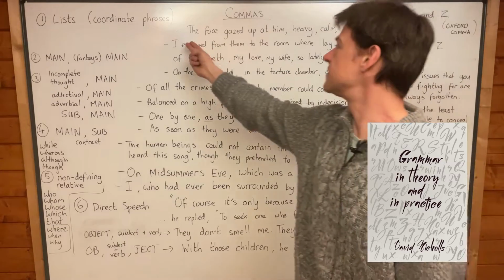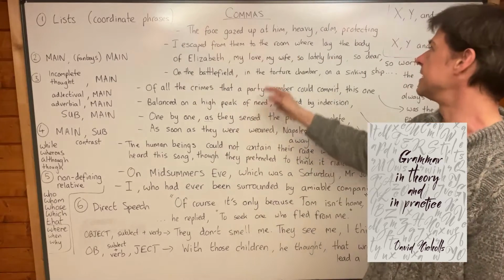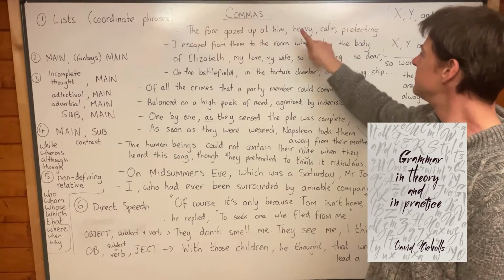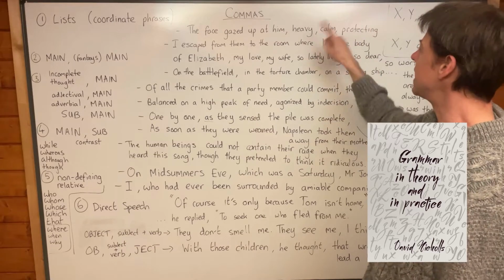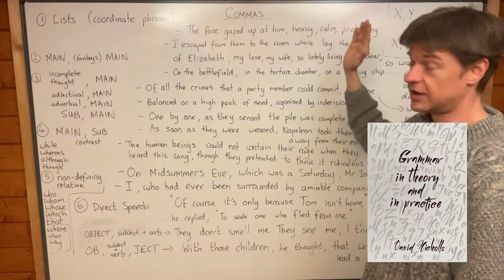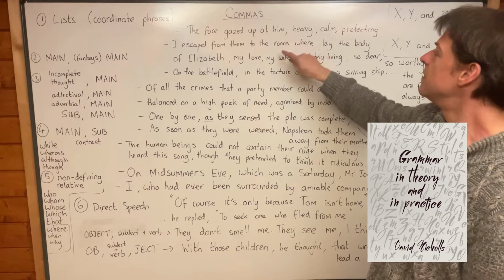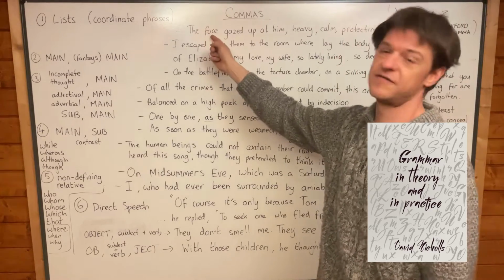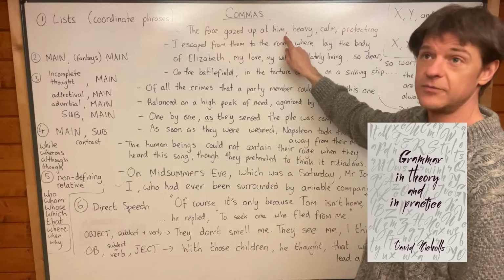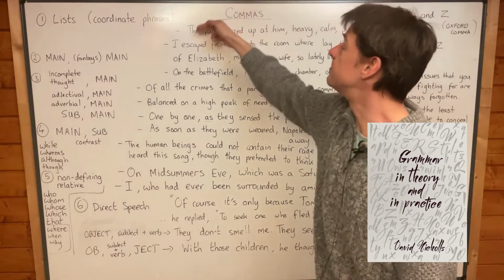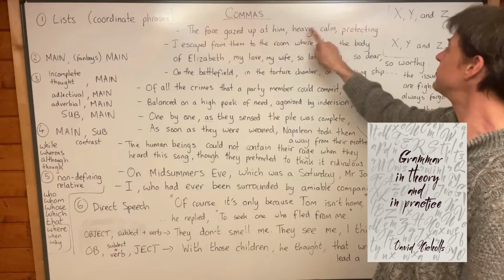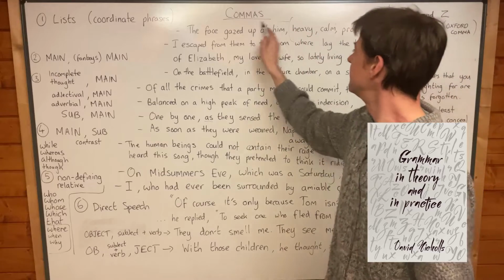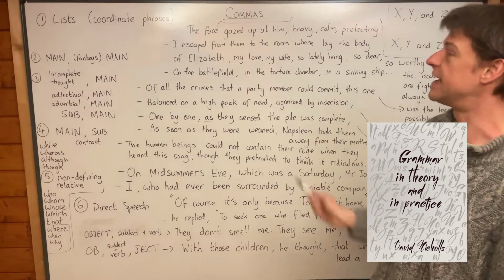But if you can, have a look at this from 1984. The face gazed up at him, comma, heavy, calm, protecting. Now we need these two commas because we've got 1, 2, 3 coordinate adjectives. You could use those in any order, I'm sure you agree. So what about this one? Well, this one is to show that the adjectival phrase goes back to describe the face. This comma is very similar to the way we use a comma before a participle when it goes back to an earlier noun. Well, just like a participle, this is adjectival, and the three adjectives are describing face, and that's why we need that comma there as well.